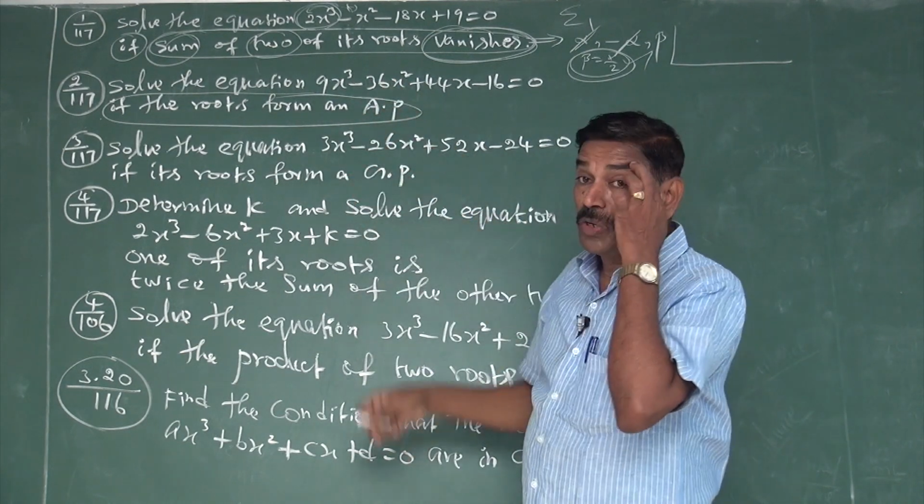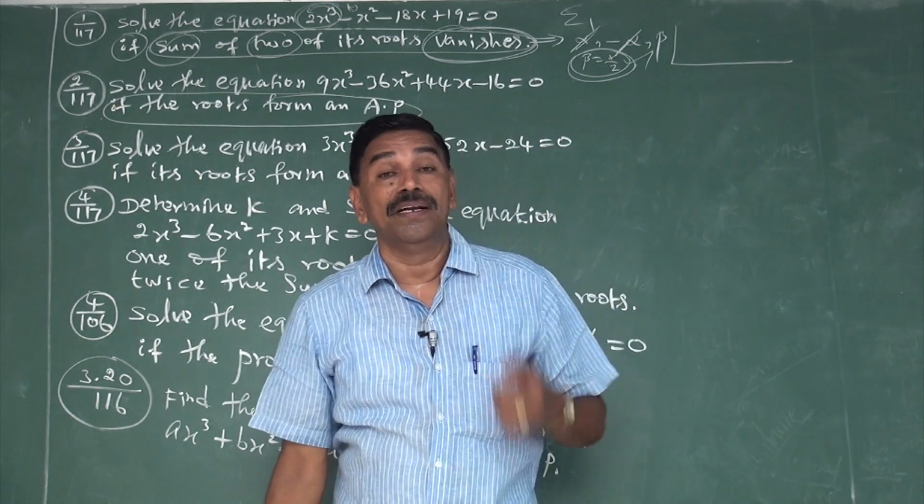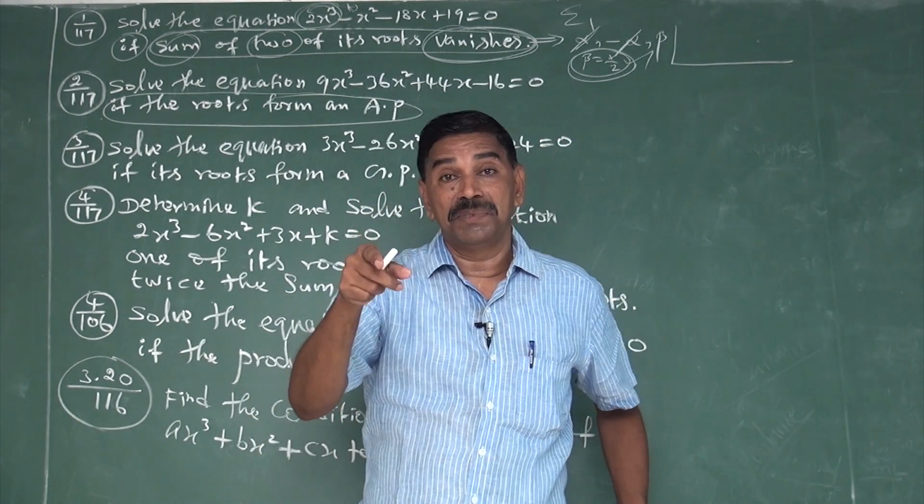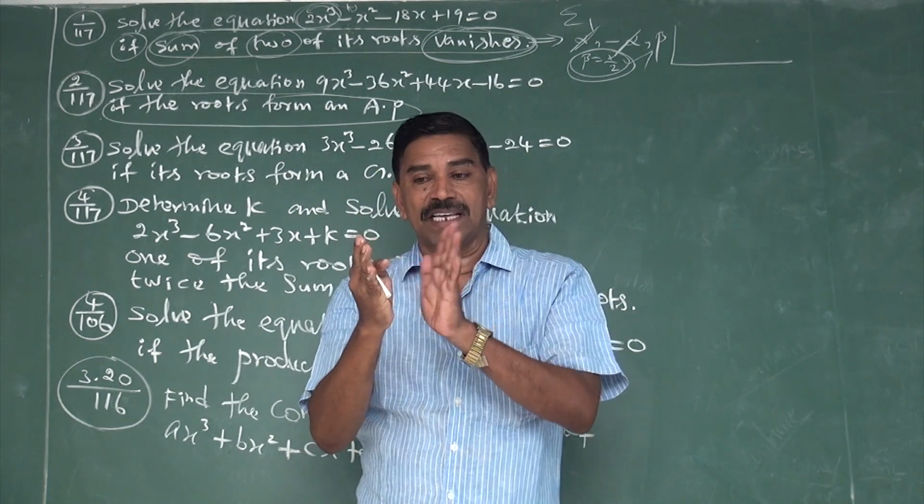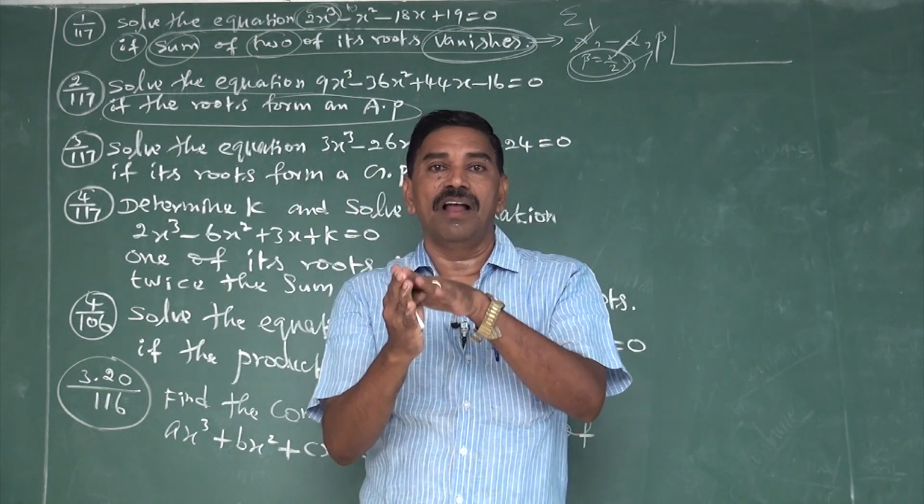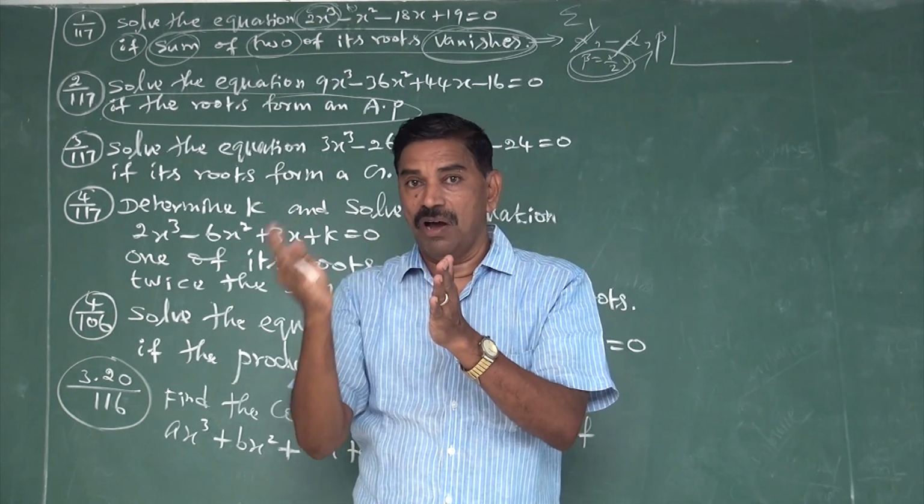Here, AP means we know that... can you tell me any 3 terms in an AP? Very good. That is center alpha. Your answer is correct. Center alpha, next alpha plus d, and before alpha minus d.